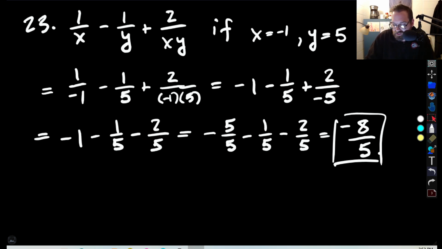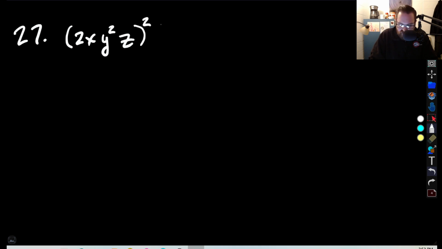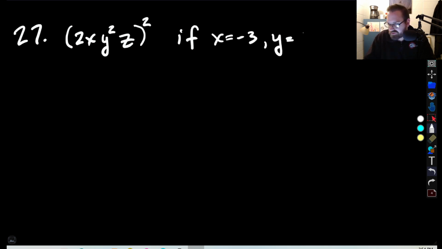Okay, let's do another one. Again, these become a little bit more complicated. 2x y squared z, all raised to the second power. And suppose I have x is equal to minus 3, y is equal to 4, and z is equal to 6, okay?